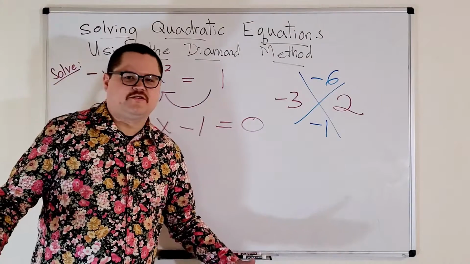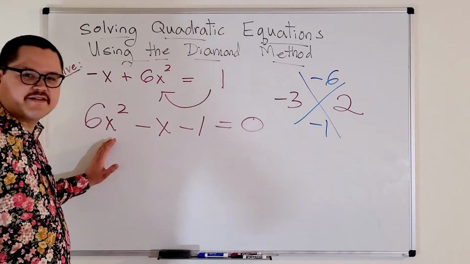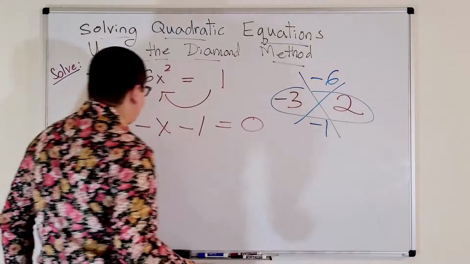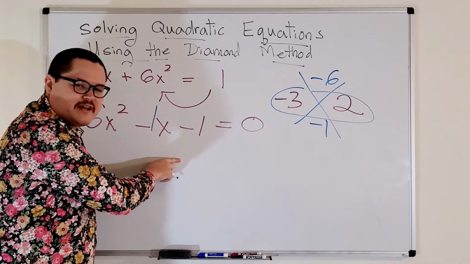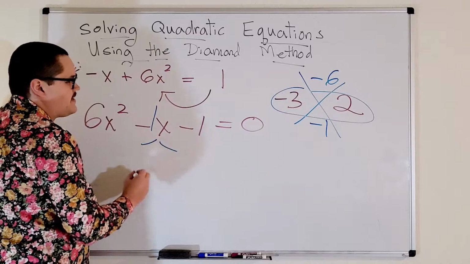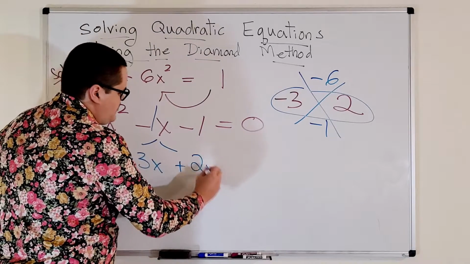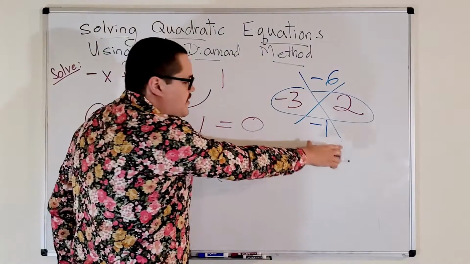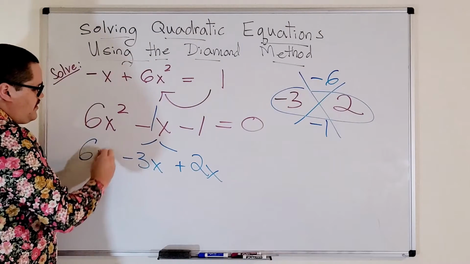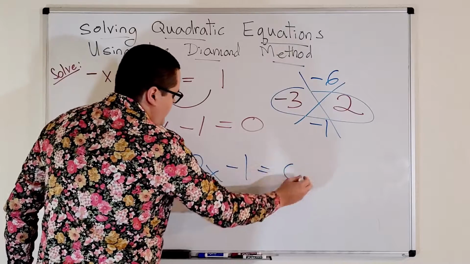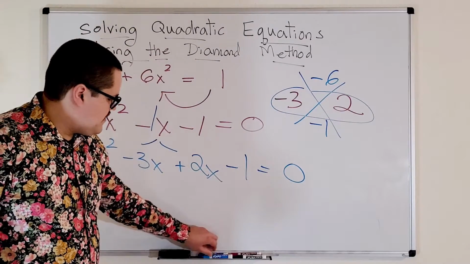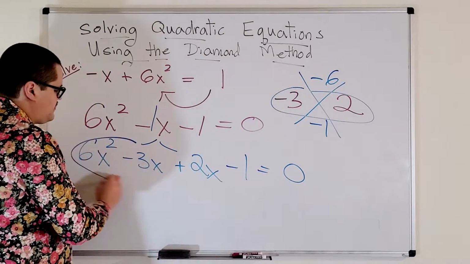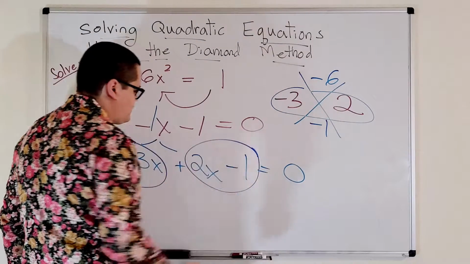Let me rewrite it. So our original equation was the same as 6x squared minus x minus 1 equals 0. And we use these two numbers to tell us how to split up this middle term, negative 1x. So we rewrite this as negative 3x plus 2x, right? These add up to negative 1x. That's why we had to make sure these numbers added up to negative 1 here. And then the other two terms are still there. Then we look at the first two and the last two separately. So 6x squared minus 3x and 2x minus 1.